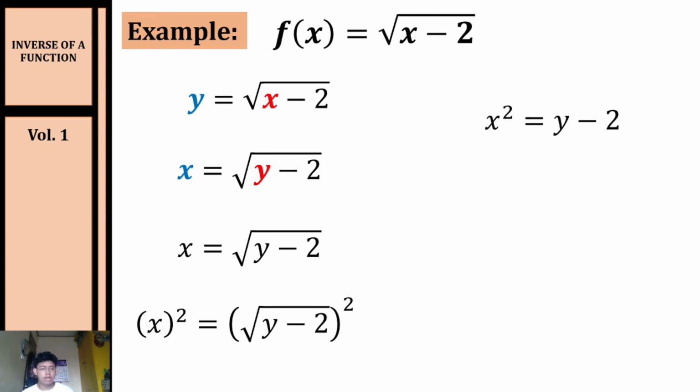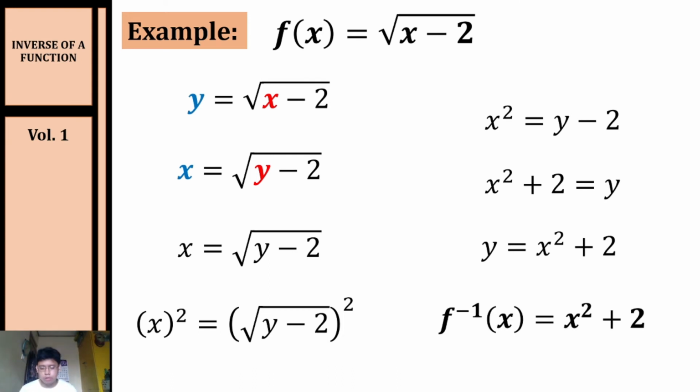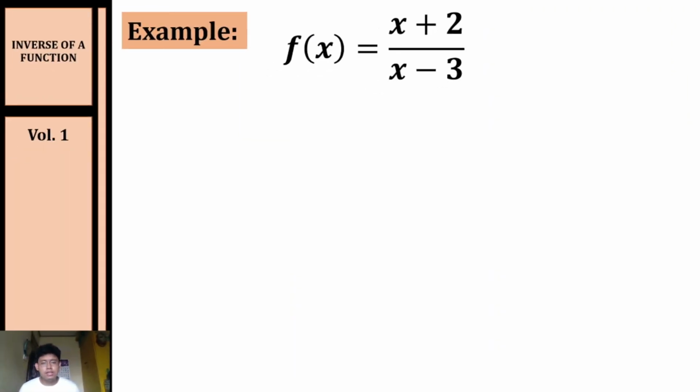Let's transpose negative 2 to the other side of the equation. Let's change the sign, so we have x squared plus 2 is equal to y. Then, let's apply symmetric property. Y is equal to x squared plus 2. Then, after isolating the variable y, we can now change it to the inverse function notation. So we will have the inverse of f of x is equal to x squared plus 2. Alright, let's have our last example for today.